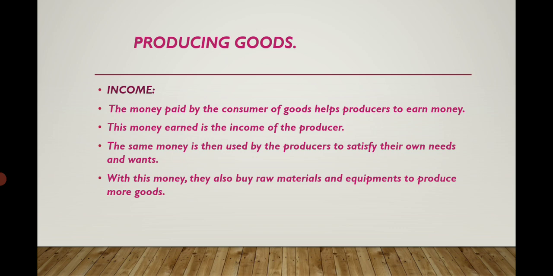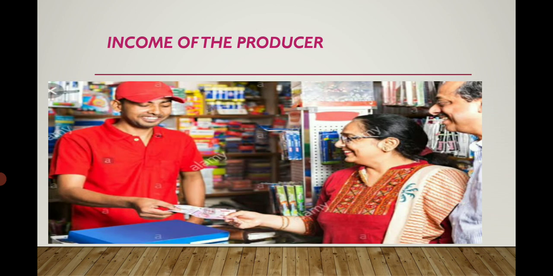The same money is then used by the producer to satisfy their own needs and wants. With that money, he fulfills all his needs and wants. With this money, they also buy raw materials and equipment to produce more goods. So, he saves that money and uses it for buying more raw materials or equipment that are needed for producing more goods. Now here you can see in this picture, the customer is paying the money to the producer. Yes, that is the income of the producer.